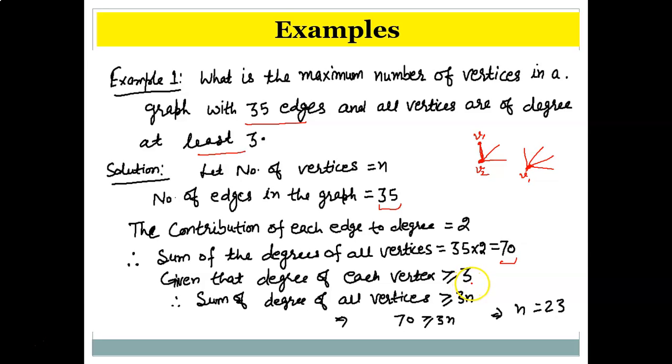So n is the total number of vertices. You can say the sum of the degrees of all vertices is greater than or equal to 3n. But the sum of the degrees we have calculated is 70. So 70 is greater than or equal to 3n. This inequality can be satisfied with the number 23. If you write n equal to 23, then 3n is 69, and 70 is greater than or equal to 69. So n equal to 23 is the appropriate number which satisfies this inequality, and hence we can say the maximum number of vertices in a graph with 35 edges, where the degree of each vertex is at least 3, is 23 vertices.